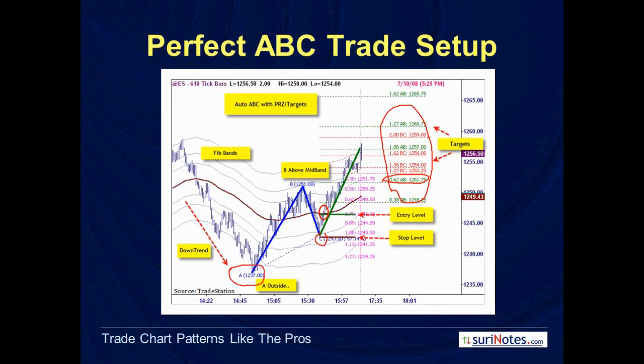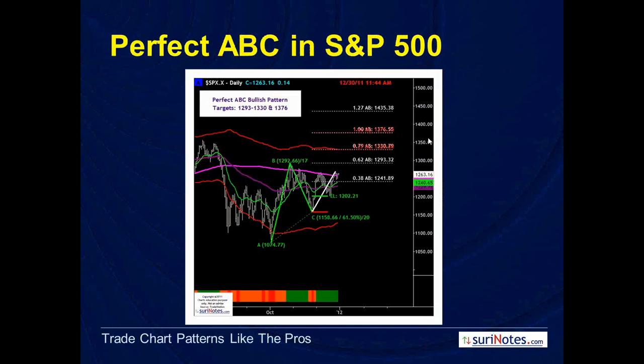So as we detect ABCs in bullish conditions, we can also detect ABCs in bearish conditions. And there are perfect ABCs on the bearish side too. So here is the perfect ABC in the S&P market, and this is what is actually forming.